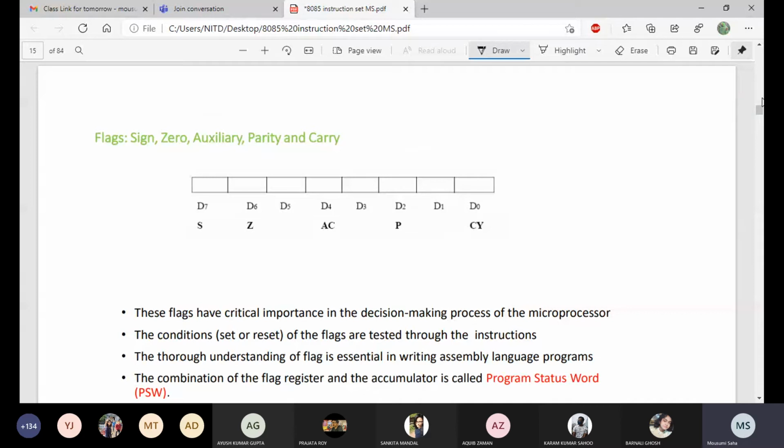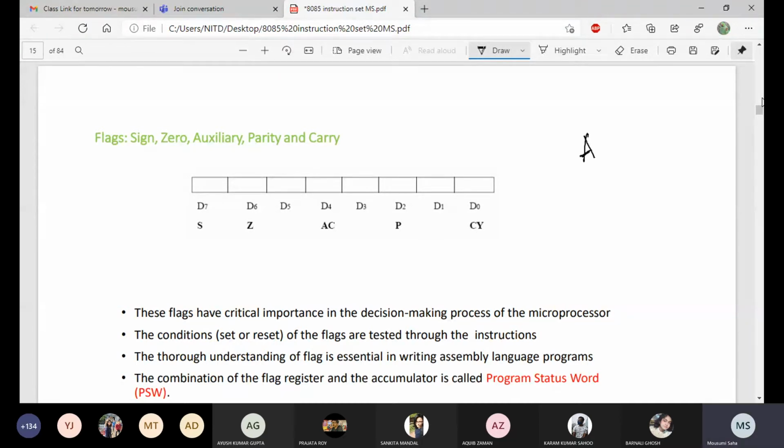Now these are the flags. Actually we have 5 flags. You have to remember these flags because whenever you write a program, you can use these flags, and you can write branch programs, especially loop programs, with the help of these flags. Now I give one example.